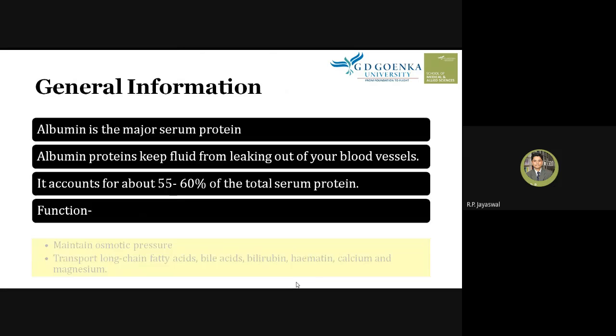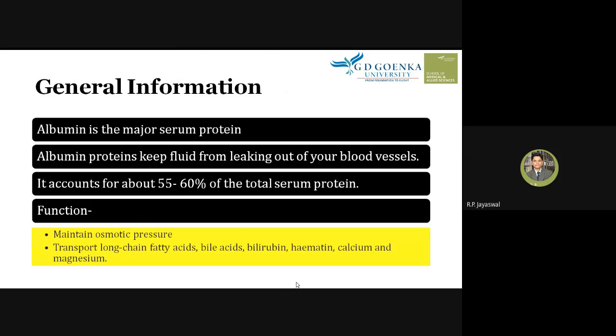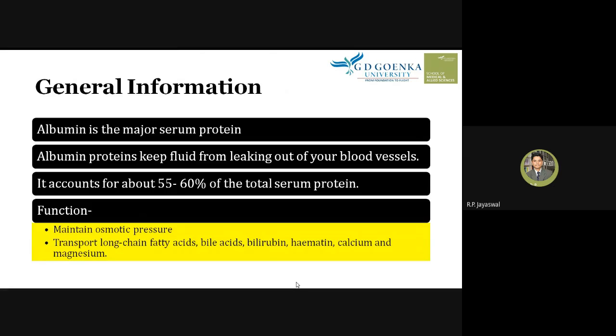The other functions are that it maintains osmotic pressure, and transports long chain fatty acids, bile salts, bilirubin, hematin, calcium, and magnesium. So these albumin proteins are helpful in the transport of many substances in the blood. These substances are usually not soluble in water, so they require a carrier protein. Albumin here acts as a carrier protein.